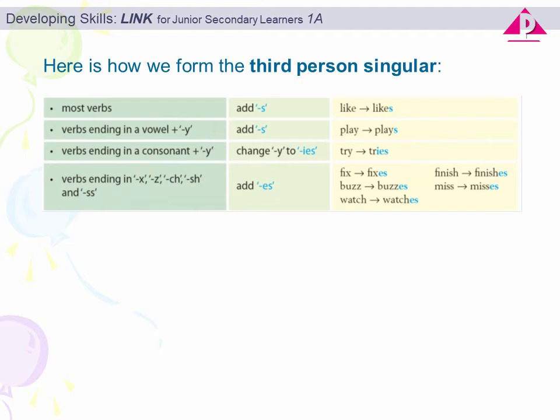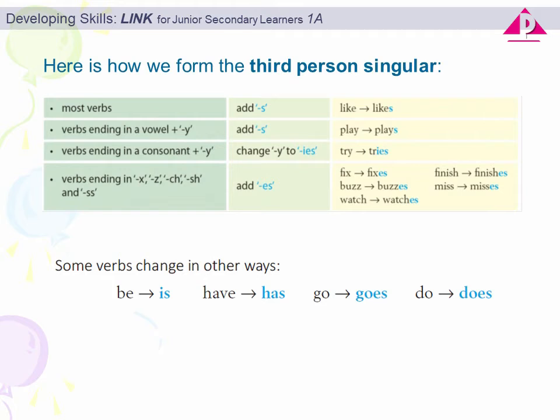But there are always exceptions. Some special verbs change in other ways to form third-person singulars. As we have already mentioned, the verb to be changes to is when we use it as the third-person singular. The verb have changes to has. The verb go changes to goes. And the verb do changes to does.